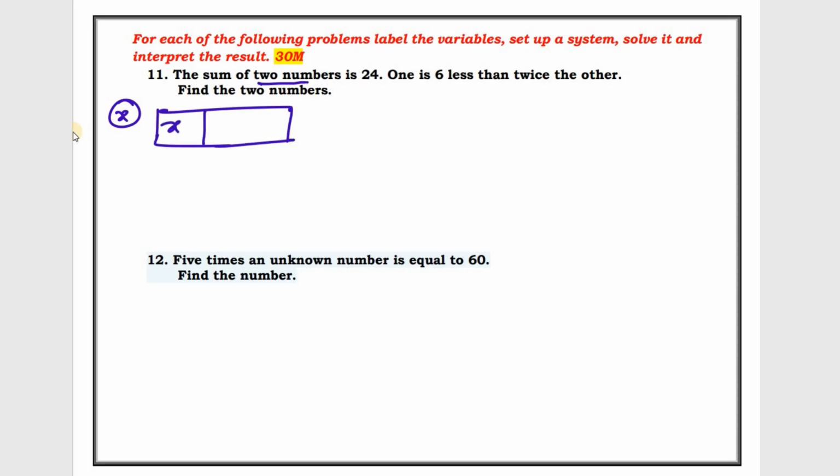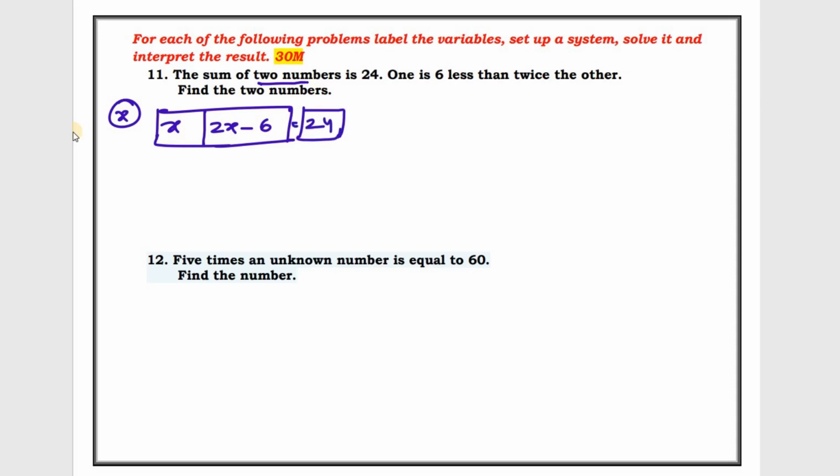The other number is 6 less than twice the number. So twice of x is 2x, and 6 less than is minus 6. So there are two numbers, one is x, the other is twice the first number less than 6. So the result is equal to, as per the given question, 24.